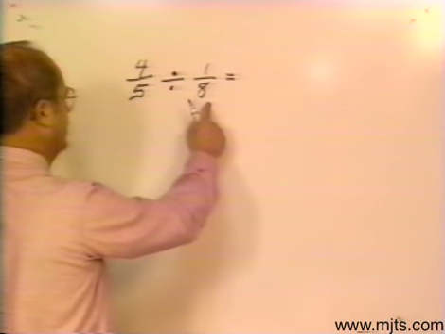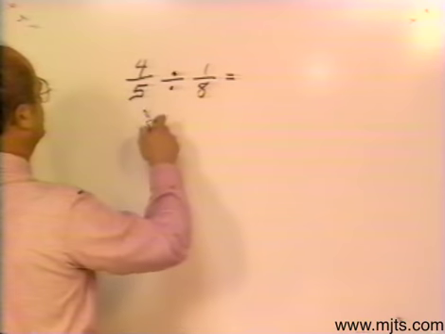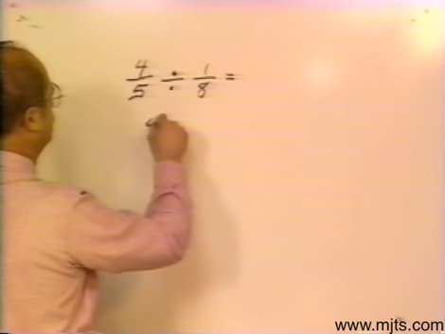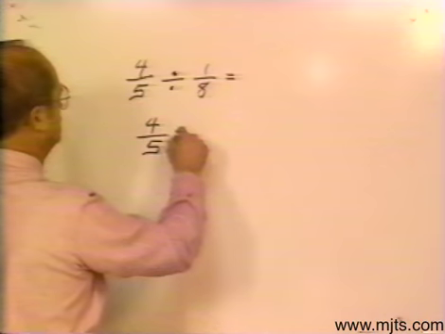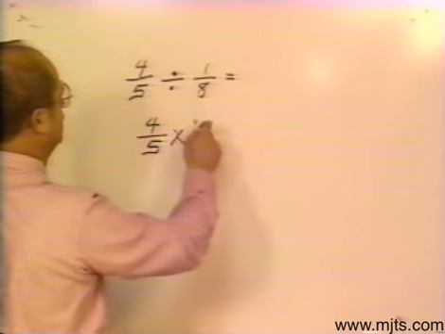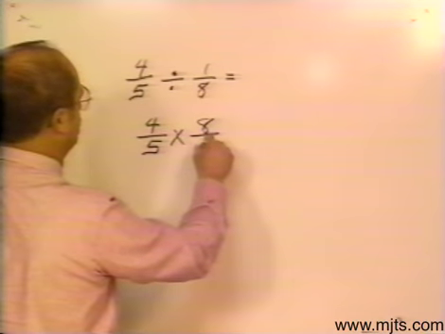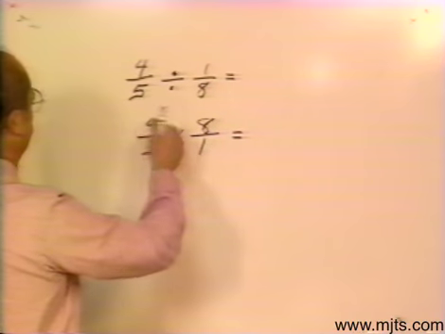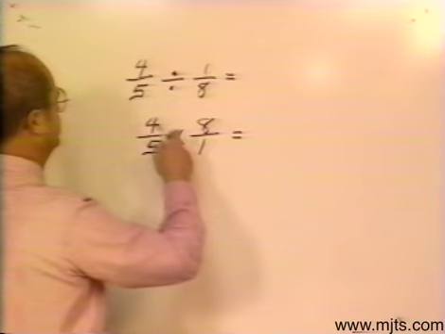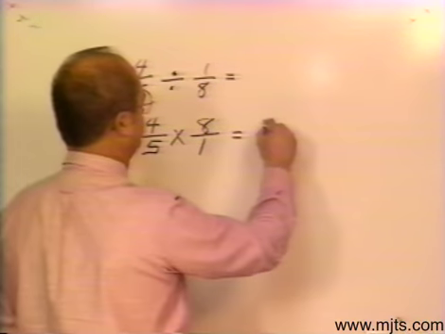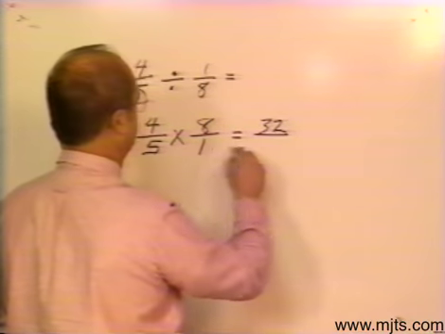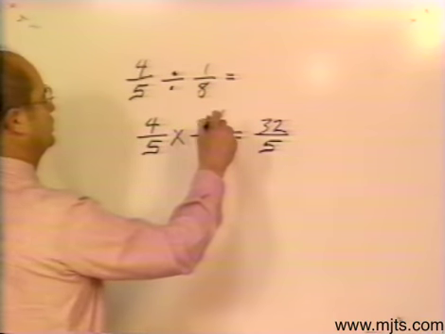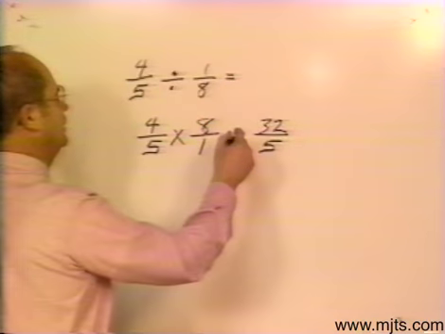Now to work that one out, what you have to do is to invert the divisor. I will have 4 fifths times, now I invert the divisor, 8/1 equals, now I multiply just like I multiplied my fractions before. The numerators, I would have 32 over 5. That is an improper fraction because the numerator is higher than the denominator.